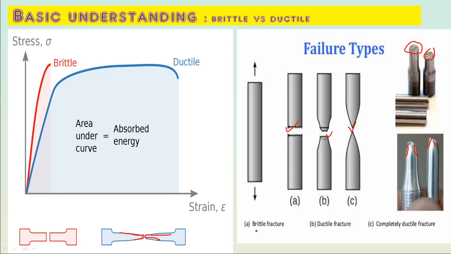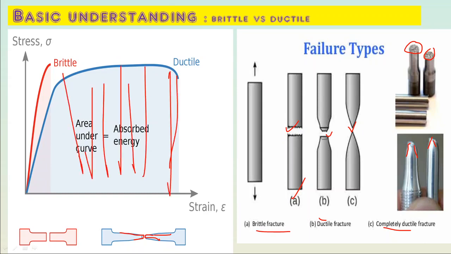So A is brittle fracture, B is ductile fracture, and C is completely ductile. So that's the difference between brittle and ductile, and the area under the stress versus strain curve is toughness. Ductile has high toughness, and brittle has lower toughness. Okay, so that's the understanding.